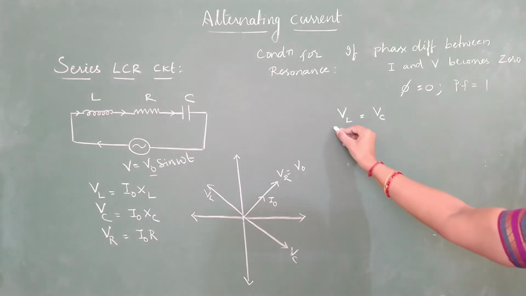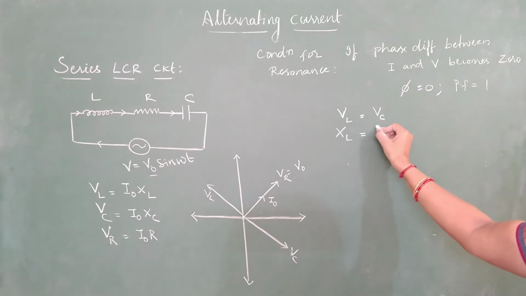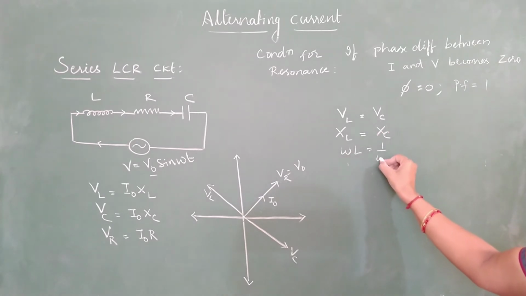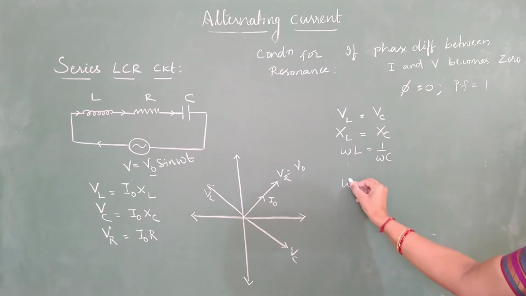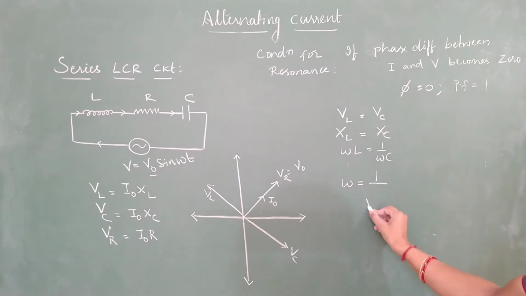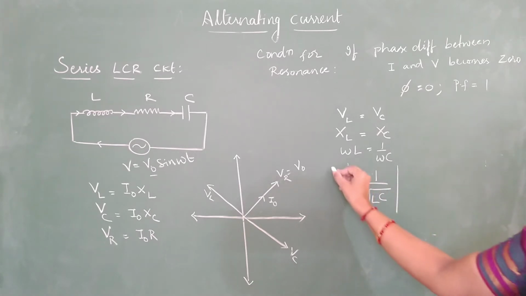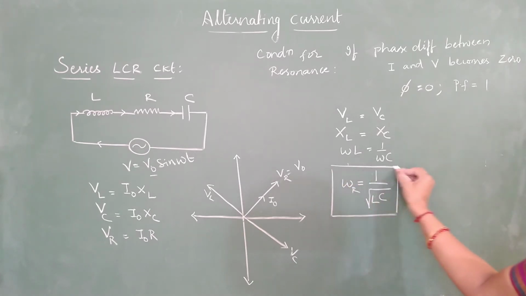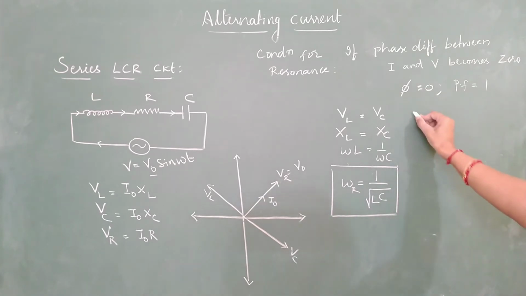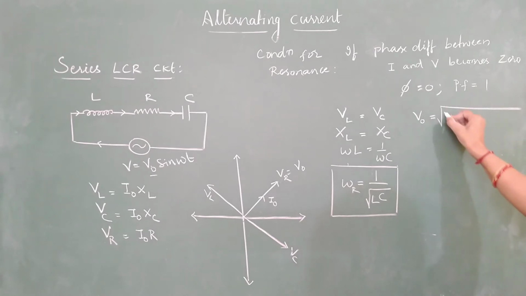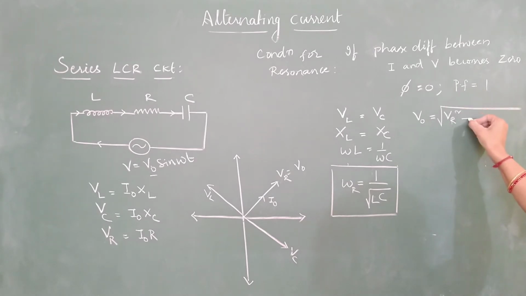If VL is equal to VC, I can write XL is equal to XC, or omega L is equal to 1 by omega C. What was the resonating frequency? We have already proved this: omega is 1 by under root L into C. We have called this the resonating frequency. And what is the equation relating voltages? V naught is equal to under root of VR square plus VL minus VC whole square.